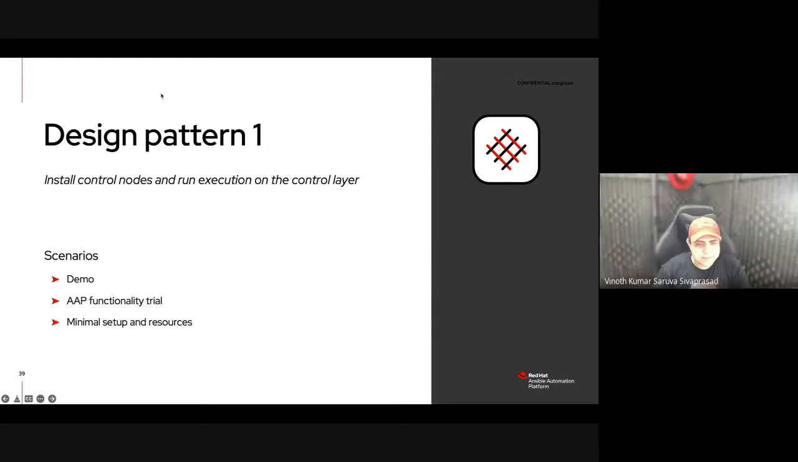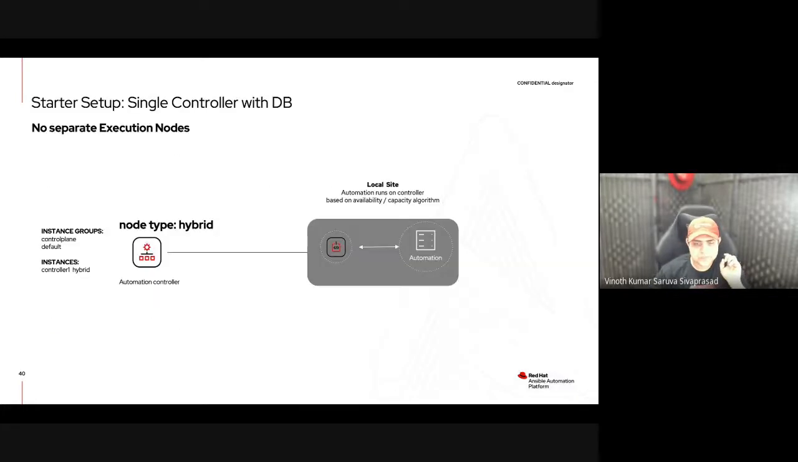Okay, so let's look at the first design pattern. This design pattern is for a demo or trial scenario, or where minimal setup is required because of resource constraints. In this scenario, we will use control nodes as hybrid nodes themselves, so you will not have separate execution nodes. This is just a starter setup, a bare minimal setup which we can have.